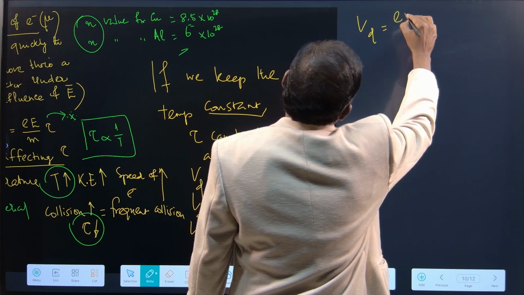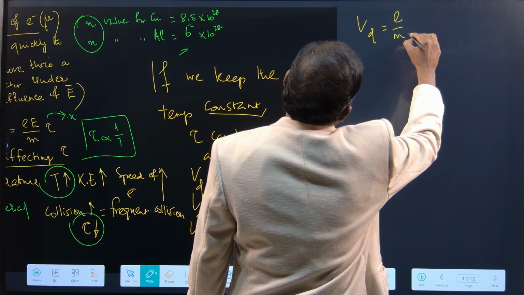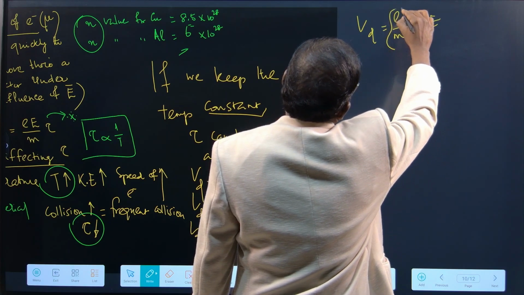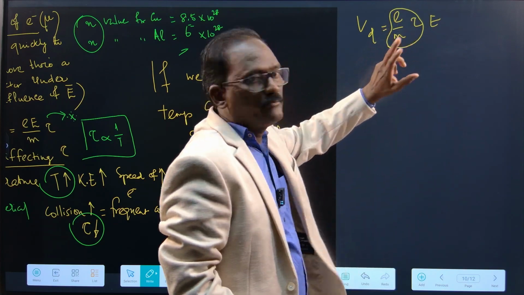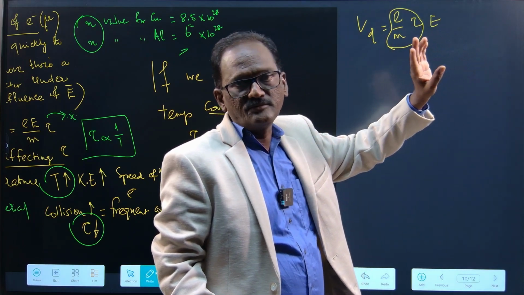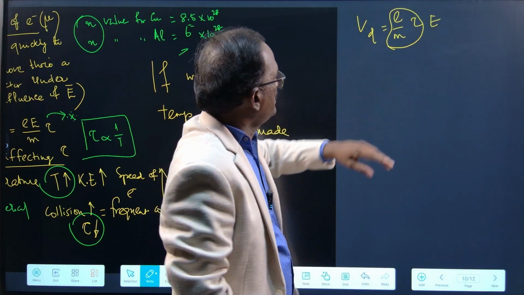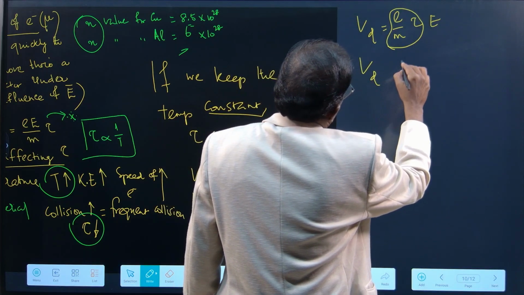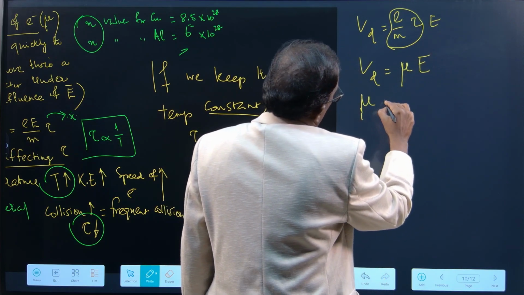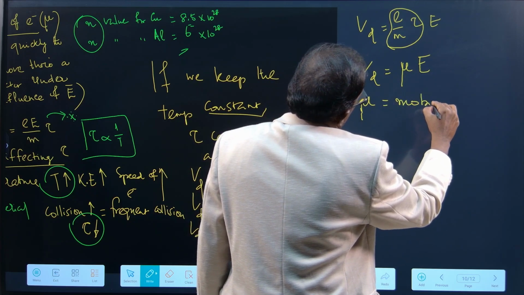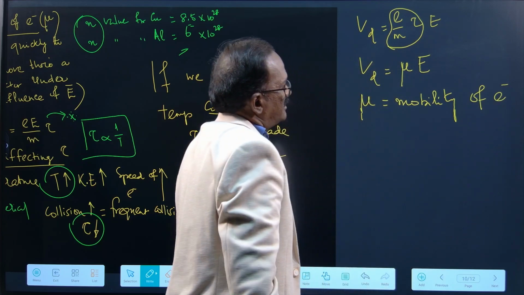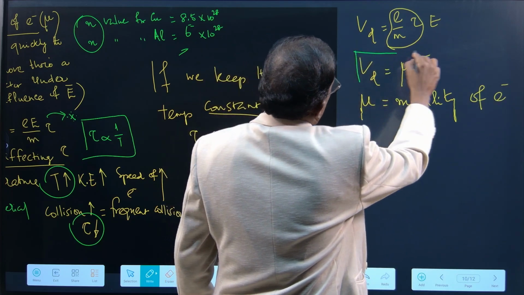Vd is equal to e by m, tau, times E. e and m are always constant. Tau, after keeping the temperature constant, is also constant. The only thing is E, so Vd is proportional to E. This is Vd equal to mu into E. Mu is known as the mobility of free electrons. So this is also one important formula.